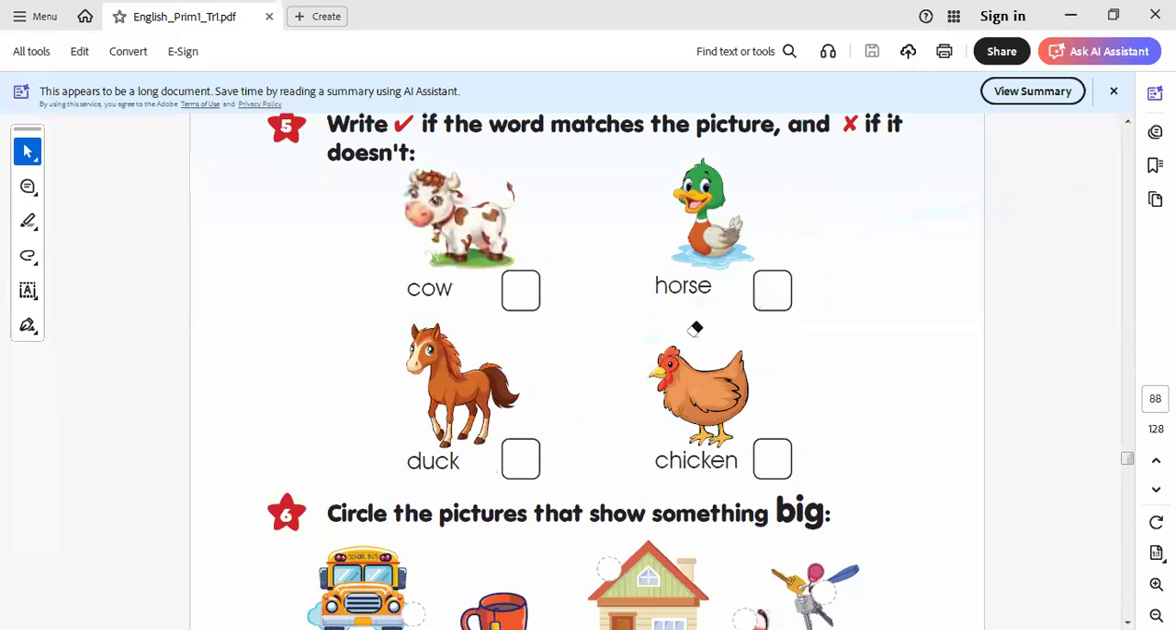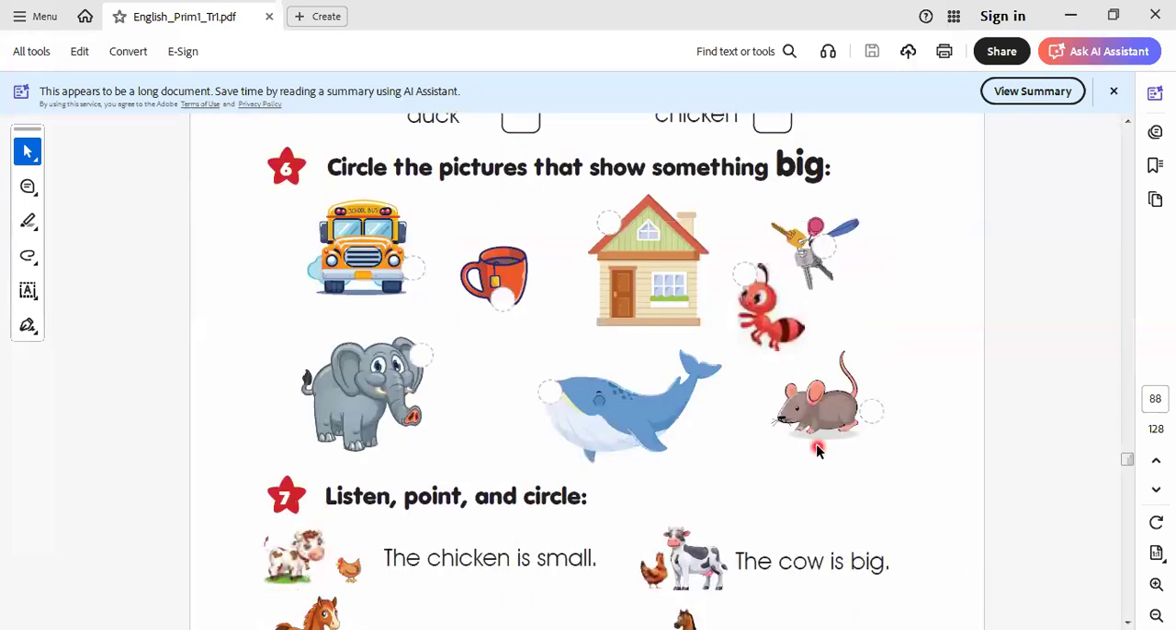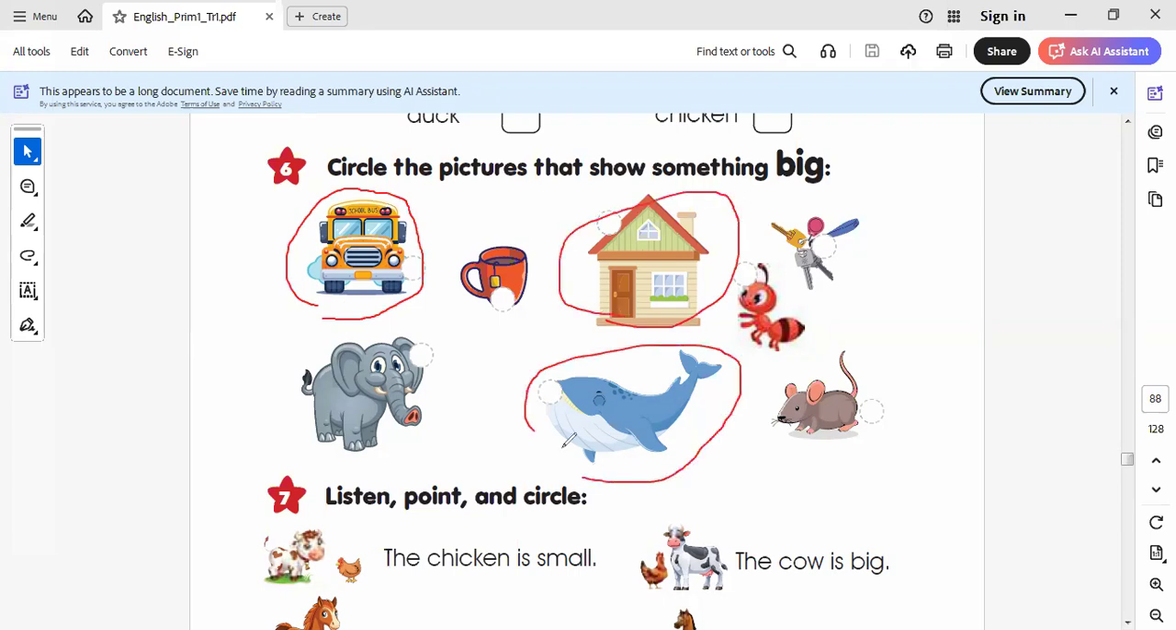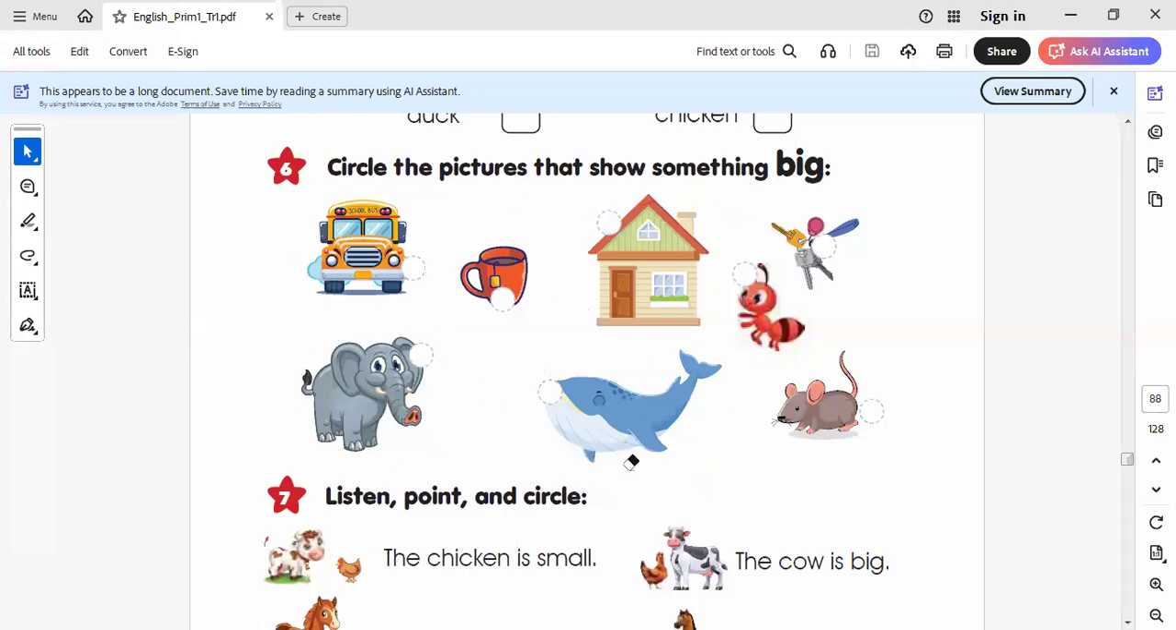In the next activity, we'll talk about big things, not big animals. Let's circle the things that are big. The things that are big will be here a bus, here a house, here a dolphin, and here an elephant. All these are big. The rest of the things are not big. Okay, let's go to another one here.